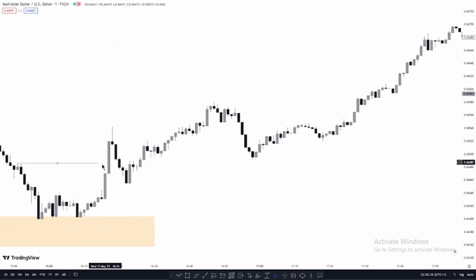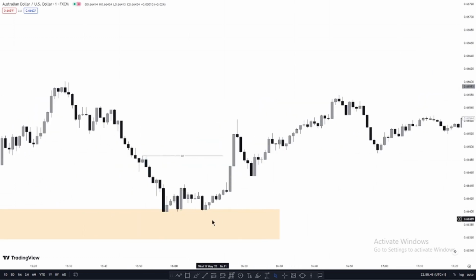And as you can see, after that change of character, price rallied up. It fired back up. Can you see that? So this is the way to identify your true SMC CHoCH. That is the first type of CHoCH.